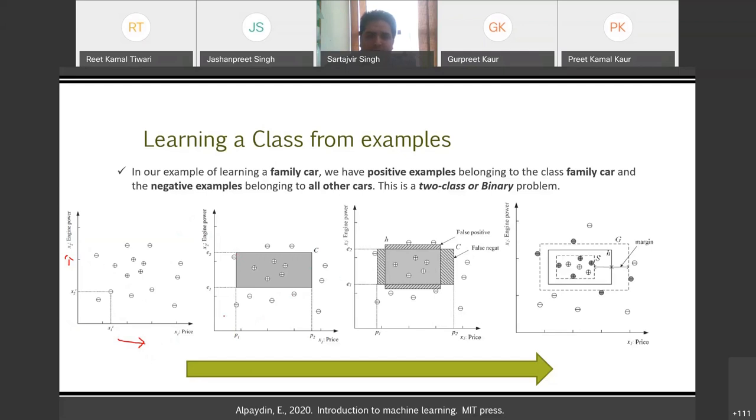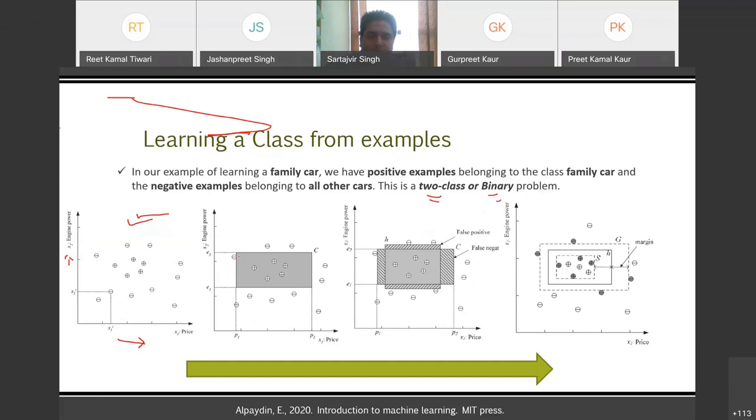So in this we have plotted this graph, in which there are two types of examples. There are positive examples, which belong to the family car, and there are negative examples, which belong to the other or irrelevant cars. So this is referred to as a two-class or binary problem.